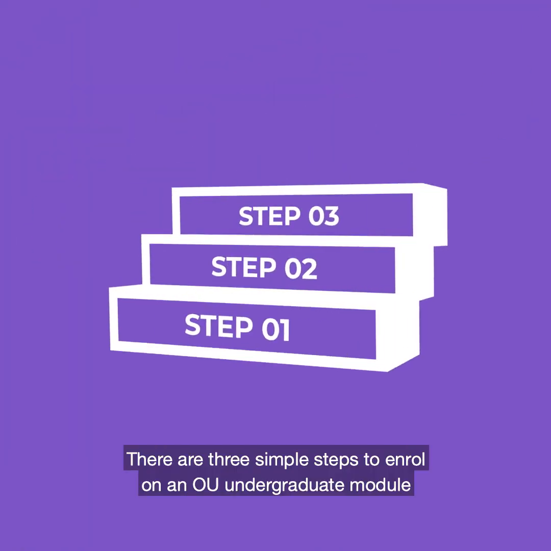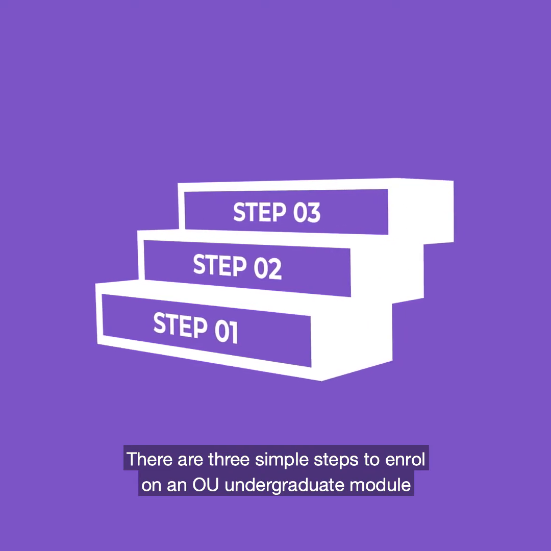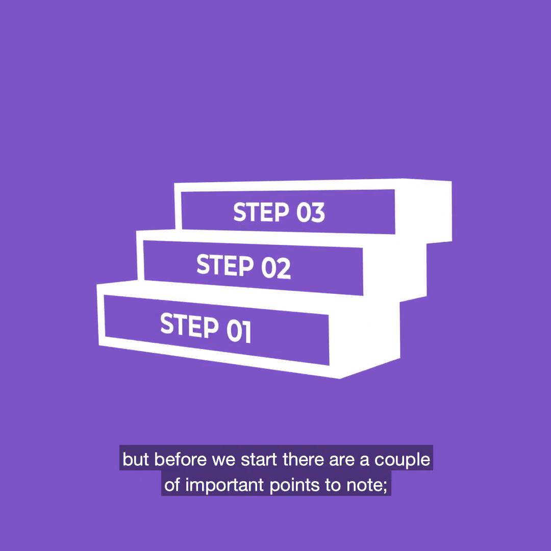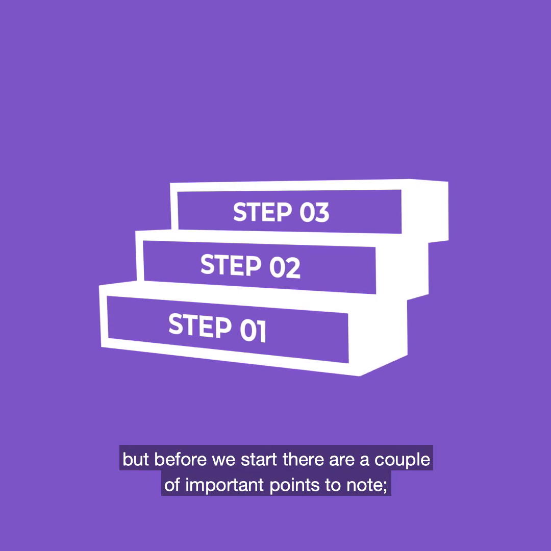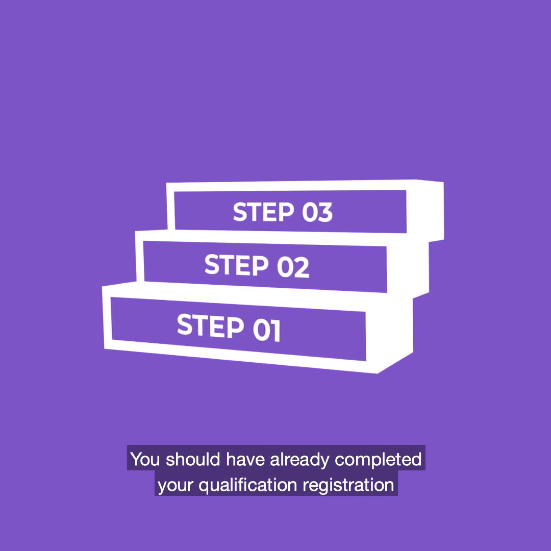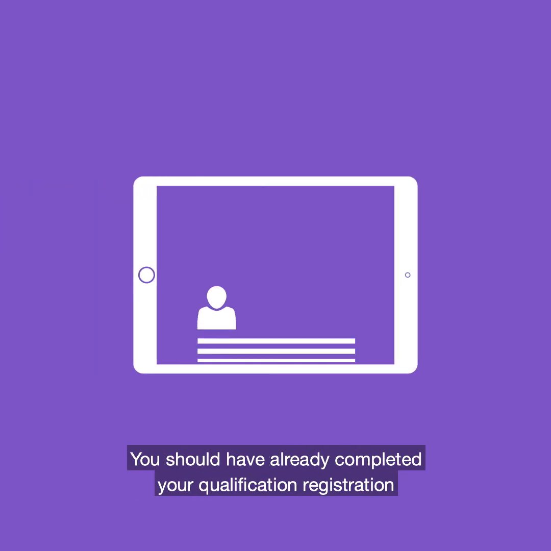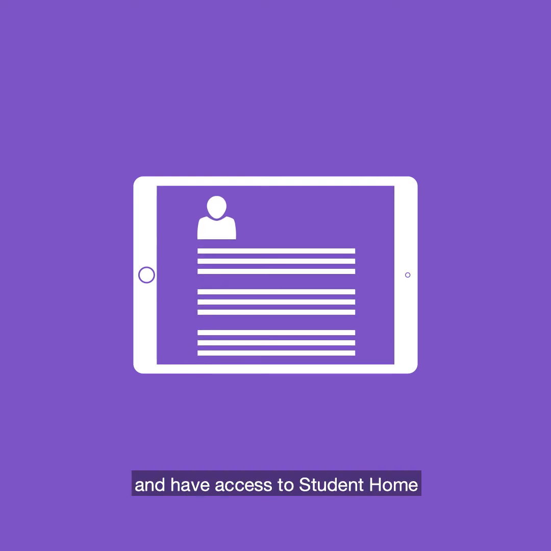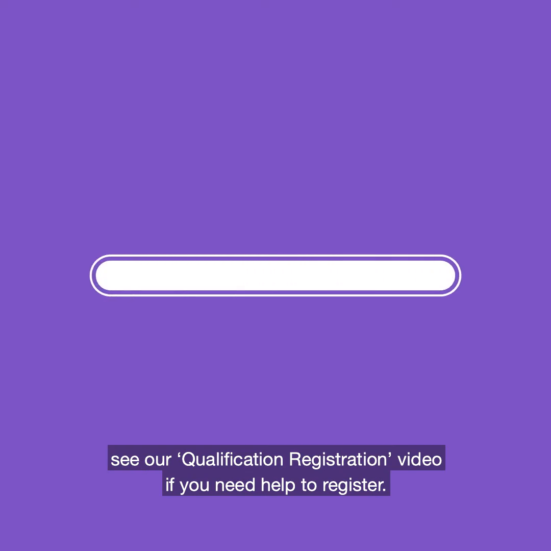There are 3 simple steps to enrol on an OU undergraduate module, but before we start, there are a couple of important points to note. You should have already completed your qualification registration and have access to Student Home. See our qualification registration video if you need help to register.